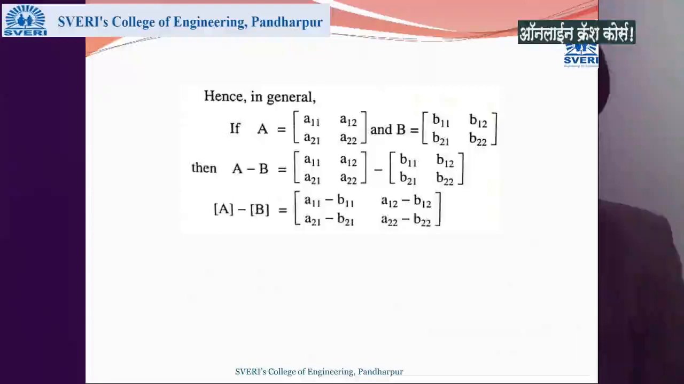Further, let us take this simple and general example. If A is equal to A11, A12, A21, A22 and B is equal to B11, B12, B21, B22, how to subtract these two matrices, A minus B? It gives A11 minus B11, A12 minus B12, A21 minus B21, A22 minus B22.